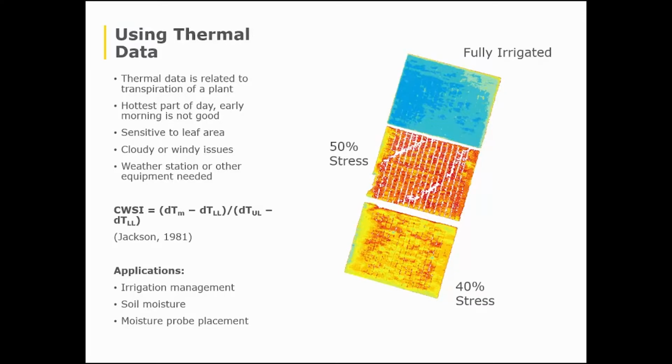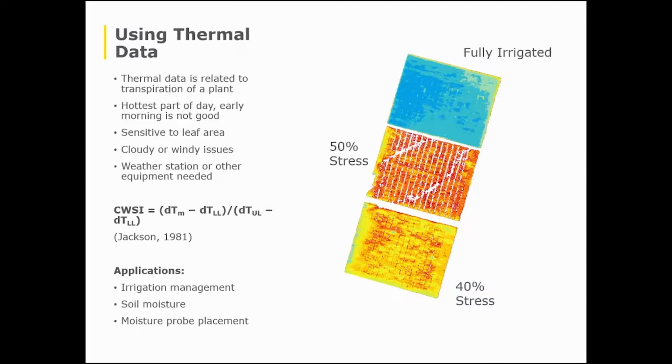And on the right you can see this image where you see a fully irrigated parcel where the temperature was nice and low, and you can see that it had a low crop water stress index. The middle had the highest stress, and you can see the red. And in the bottom you can see a 40% water stress. So this just goes to show well irrigated has a low crop water stress index, and areas that are under more stress have a higher crop water stress index.